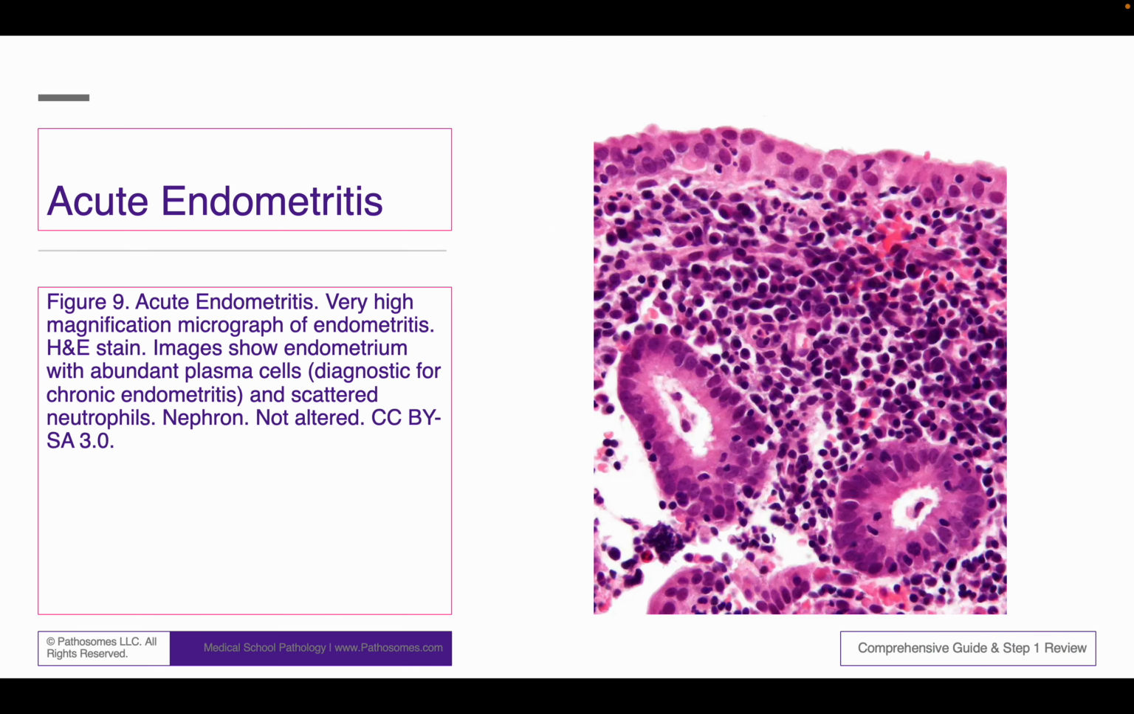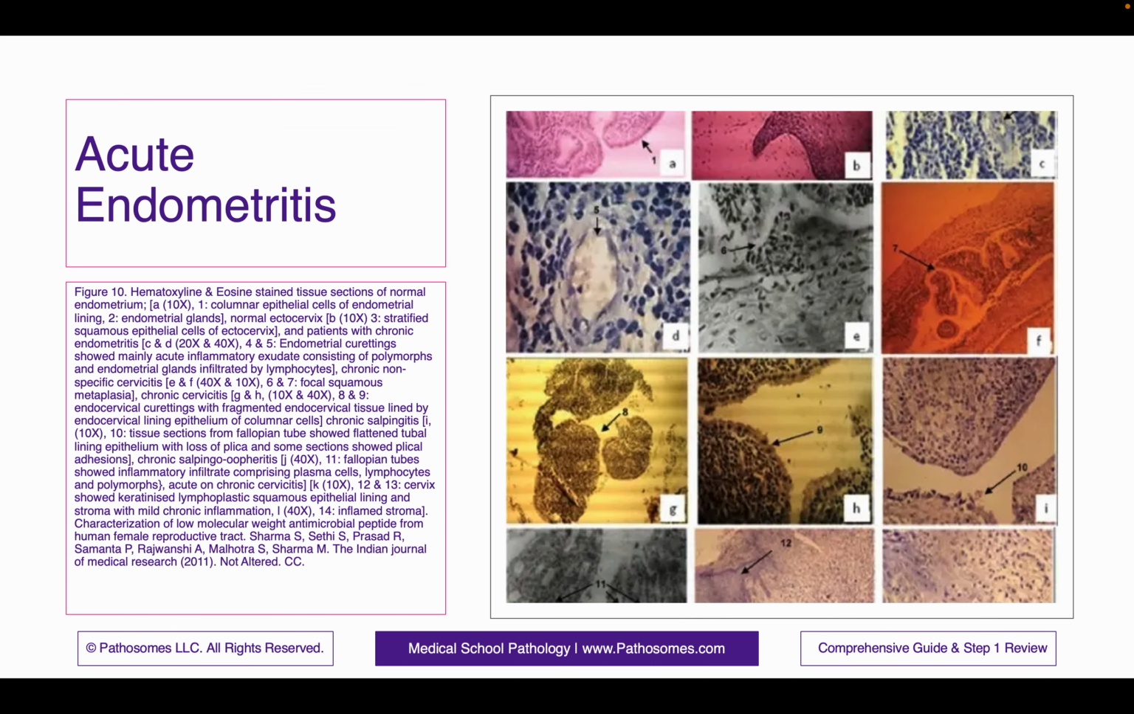Here we have a very high magnification micrograph showing endometritis. Note also the abundant plasma cells that are actually diagnostic for the chronic form. Okay. And in acute endometritis, specifically, you can see various inflammatory cells.